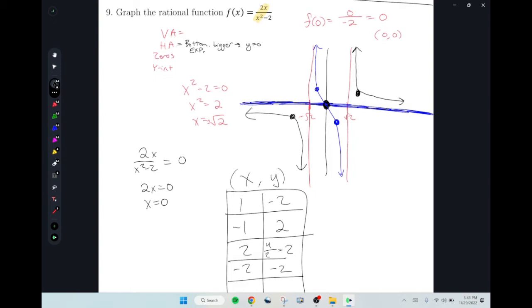So I guess there really are only 4. The 5th thing would technically be test points, because we did end up needing a lot of them there. So those are your 5 things: vertical asymptote, horizontal asymptote, zeros, y-intercept, test points.